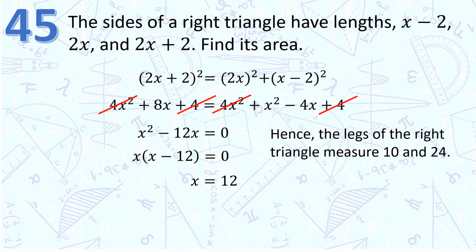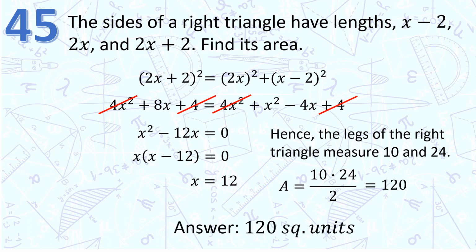Therefore, the area of the right triangle is equal to 10 times 24 divided by 2. Since the legs are perpendicular to each other, we can consider them as the base and the height of the triangle. The area is 120 square units.